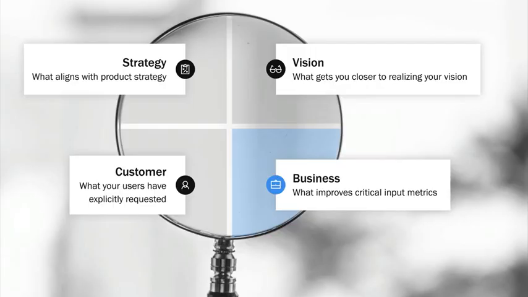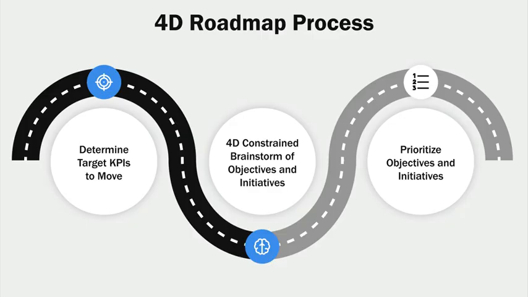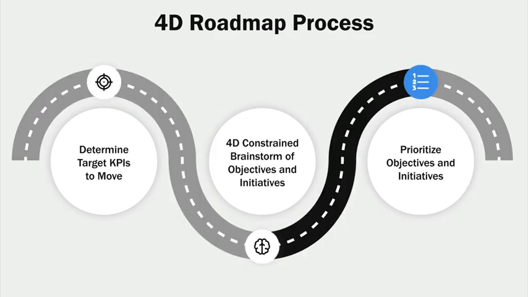In this module, we'll walk through each of those steps in turn, but we'll first start off with a deep dive on the 4 lenses so that you understand the core idea of the 4D roadmapping process. These are determining the KPIs you want to move and how to brainstorm objectives and initiatives for each lens.